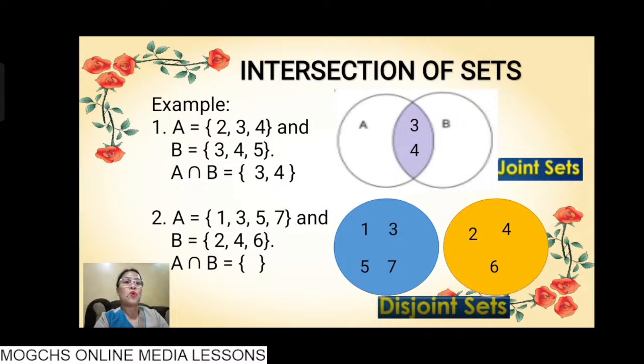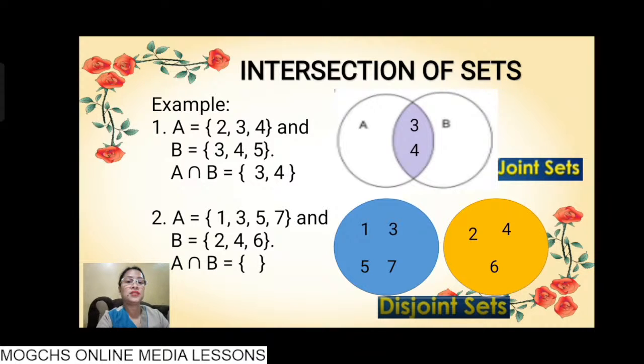The example number 1 shows disjoint sets. It means there are no common elements. Another example, number 2: set A is 1, 3, 5, and 7, and set B is 2, 4, and 6. What are the common elements? There is none. It means that the intersection of A and B is the null set.